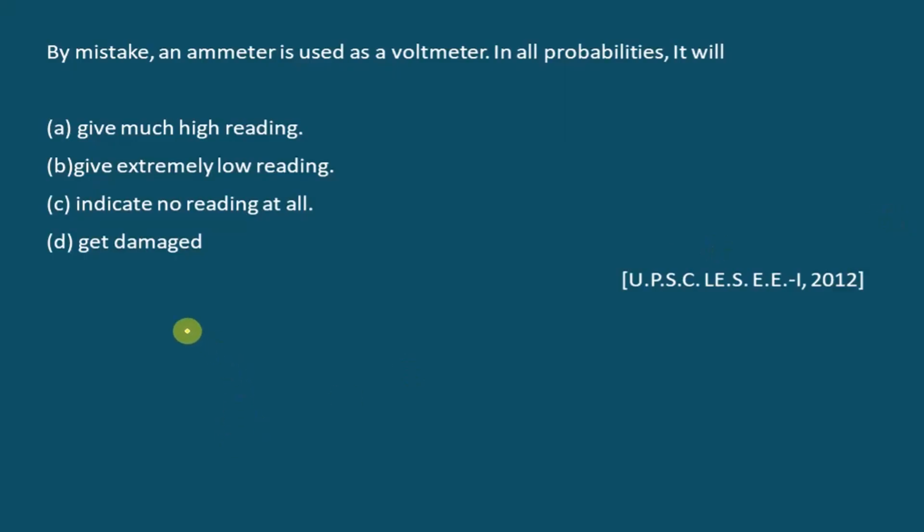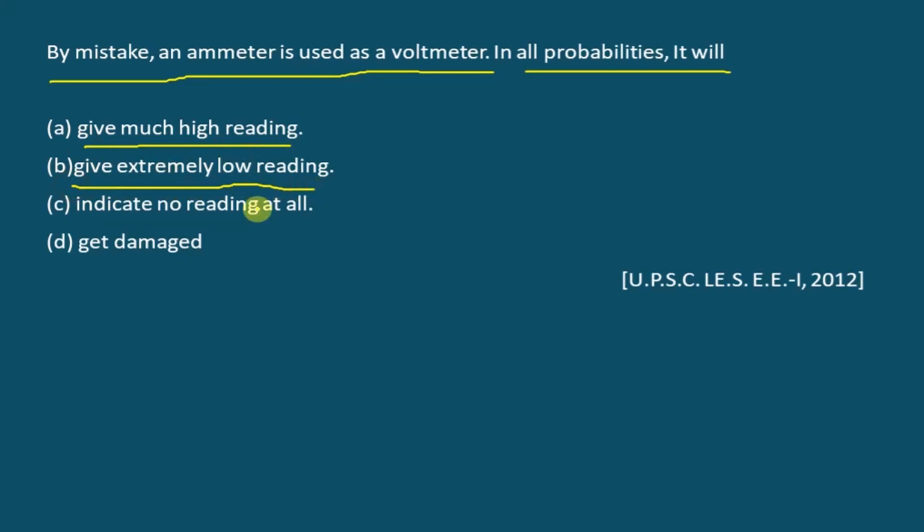So the question here is asking: by mistake an ammeter is used as a voltmeter. In all probabilities it will: give much high reading, give extremely low reading, indicate no reading at all, or get damaged. Now before solving this question we have to understand how the ammeter or the voltmeter is connected to a circuit.